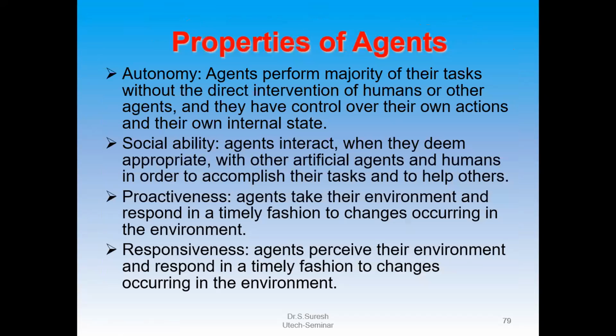So the typical properties of an agent, if you look, first it has to be autonomous, meaning it has to perform its task without the need of a human. That means there's a need for an artificial intelligence algorithm, or any kind of decision processing algorithm. Then social ability, meaning the agents should interact among themselves to perform the job. Then proactiveness, meaning the agent should act on its own without the need of any human intervention, and it has to be very responsive.